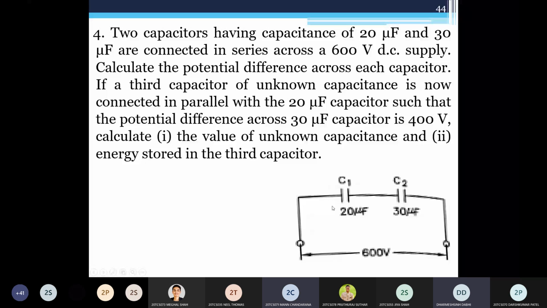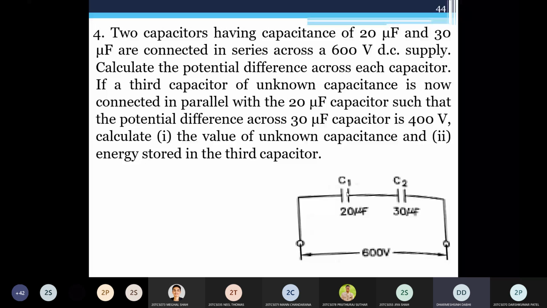Sir, across 20 microfarad the potential difference is 360. Yes, very good. And across 30 it is 240. Yes, very good. This is right. All of you get this answer? Voltage across 20 microfarad is 360 volt and voltage across C2, 30 microfarad, is 240 volt. Clear? And how much amount of energy is stored in the third capacitor?